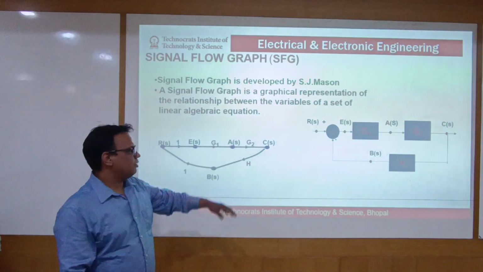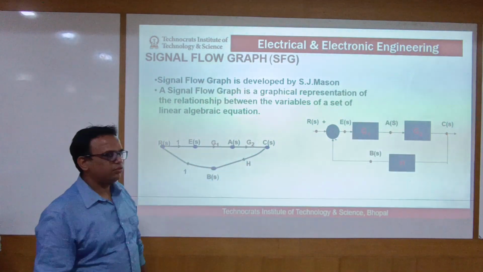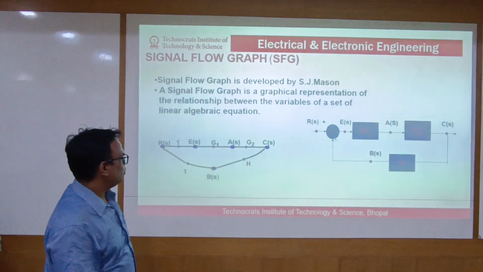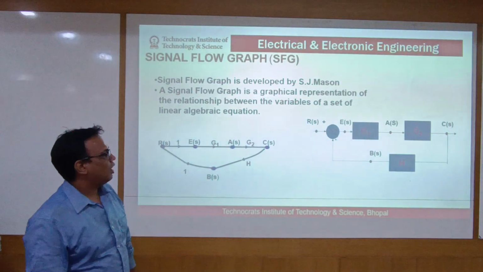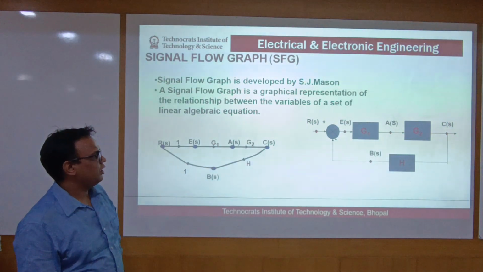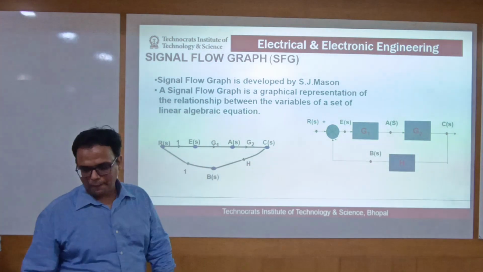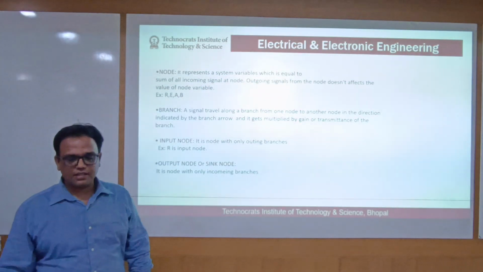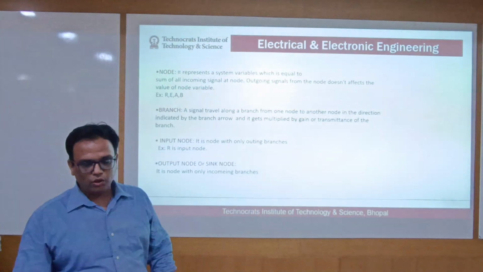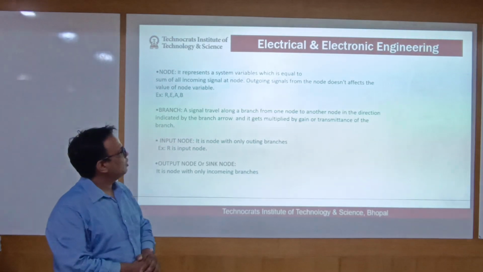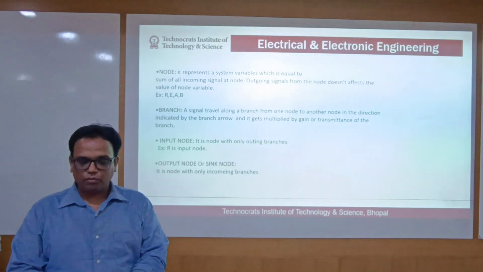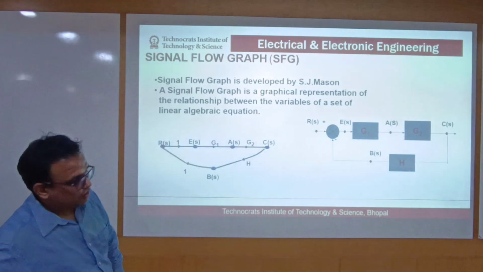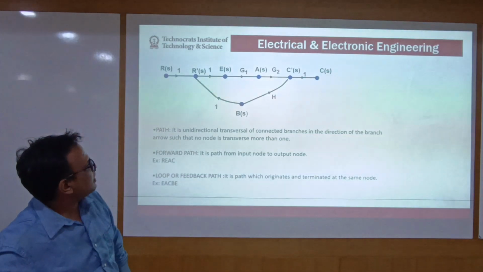First, we convert our block diagram to a signal flow graph. We represent our blocks like G1 and G2 as branches, and our nodes or summation points are represented as a node. A node represents a system variable which is equal to the sum of all incoming signals at the node. Outgoing signals from the node don't affect the value of the node variable, like E(s), A(s) and C(s).